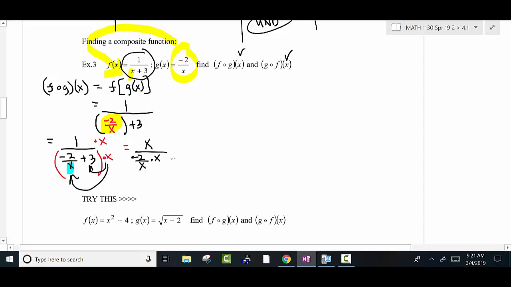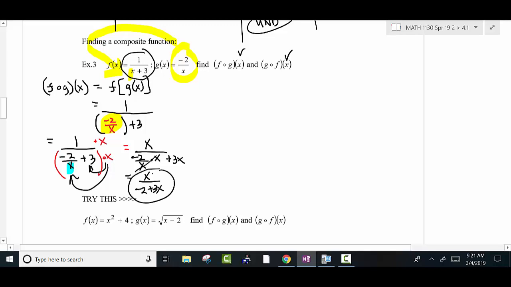Then I have plus 3x. Well, notice that that cancels out. The x's cancel out, so you would end up with x over negative 2 plus 3x. And you could write that as 3x minus 2. It doesn't matter what order you put that in.